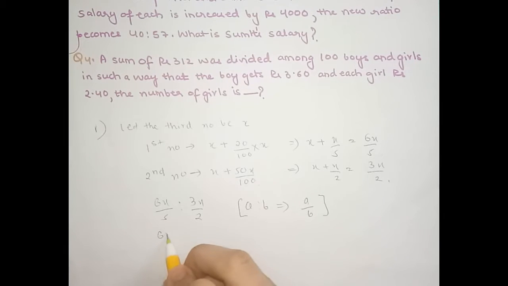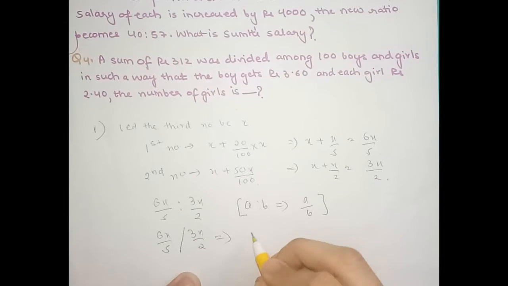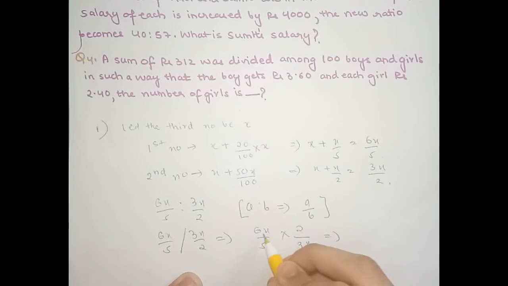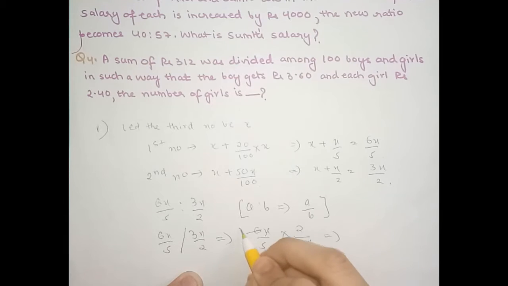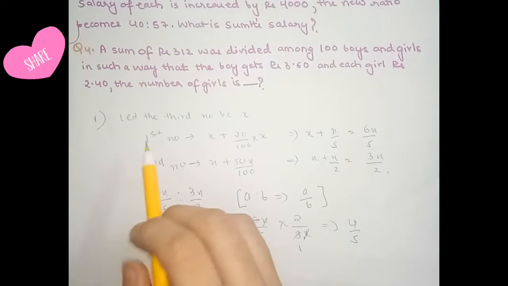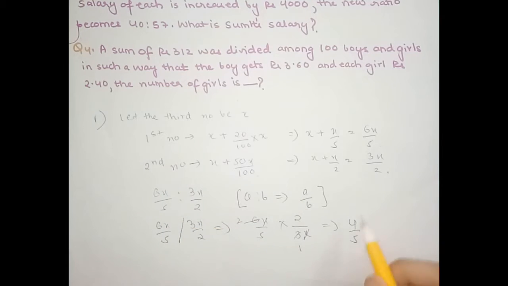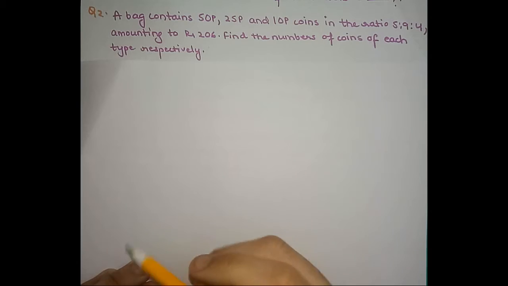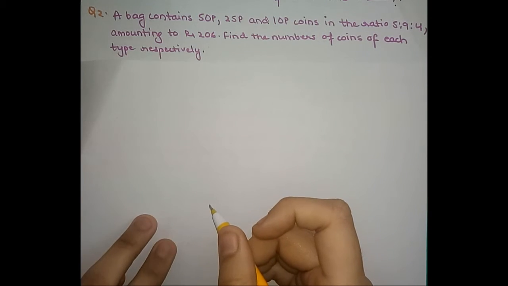It will be what? 6x by 5 divided by 3x by 2, which in turn will be equal to 6x by 5 into 2 by 3x, which is x. Since they are similar quantities, we'll cancel them out, and 3 ones are 3, twos are, so it will be 4 by 5. Therefore we calculated that the ratio of the first number and the second number, 4 by 5, will be what? 4:5. This is the final answer. Let us proceed on with the second question.